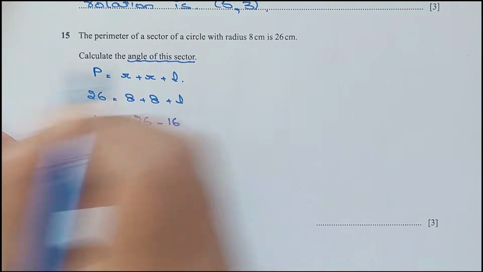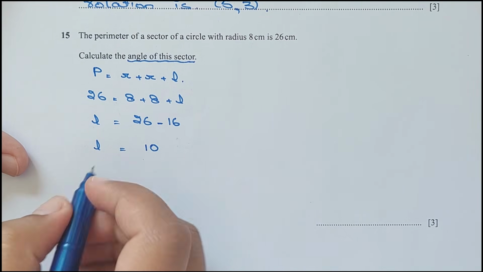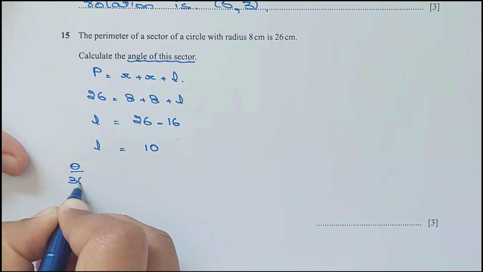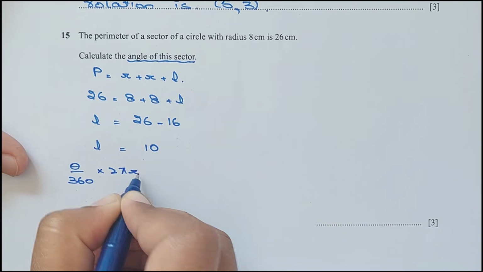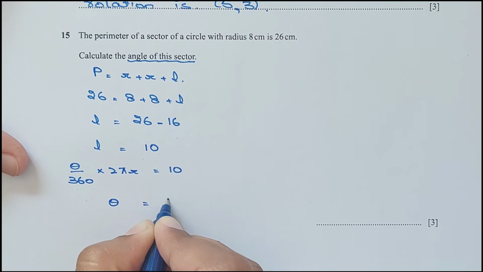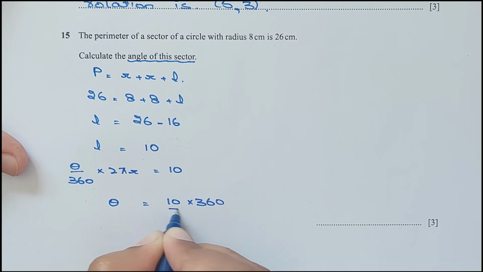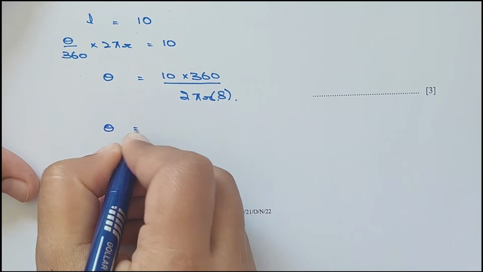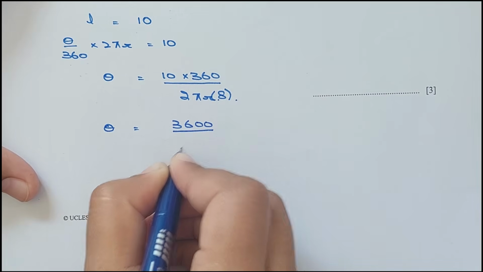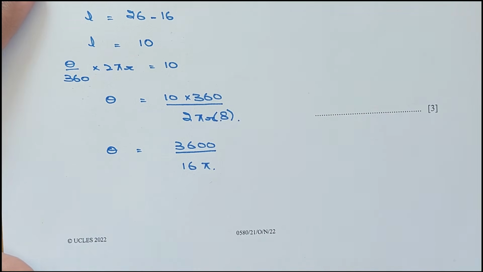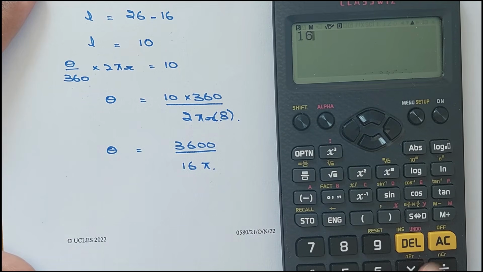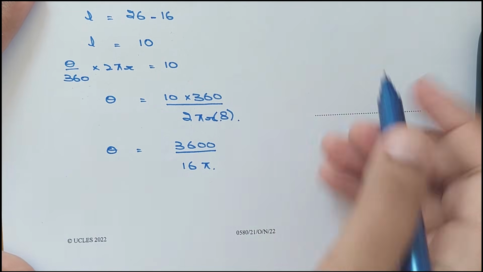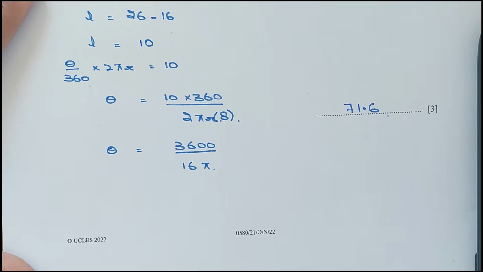Calculate the angle of this sector, right? So using the formula for arc length, which is theta over 360 times 2 pi r, this is equal to 10. We can solve for theta, which is equal to 10 times 360 divided by 2 pi r. Okay, r is 8, sorry. So theta is 3600 over 2 times 8 is 16 pi. Let me calculate this. So 3600 divided by 16 pi, the answer is 71.6 degrees, which is the angle. All right.